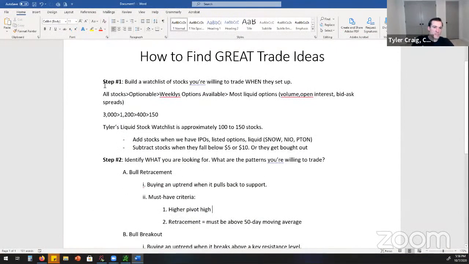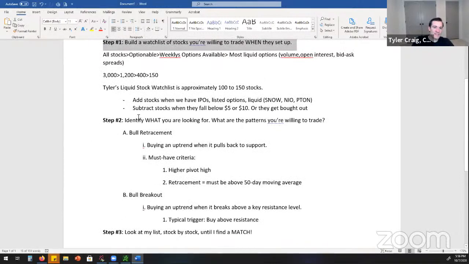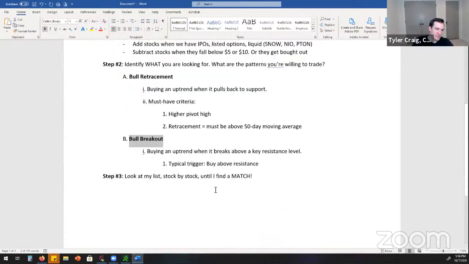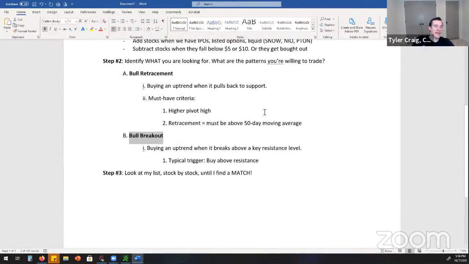So let me review. Step 1, build the watch list. Step 2, identify what you're looking for. What are the patterns you're willing to trade? Learn them, take a picture, put it on your fridge, memorize what it looks like. Step 3, as part of your routine, if you want to go find a chart, okay, then for me, I like to look at my watch list stock by stock.